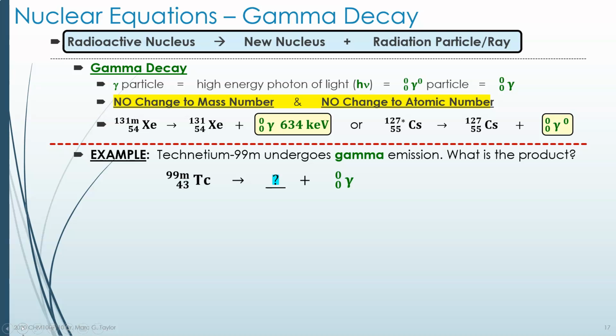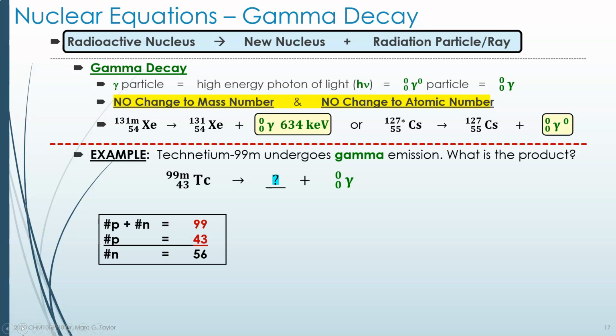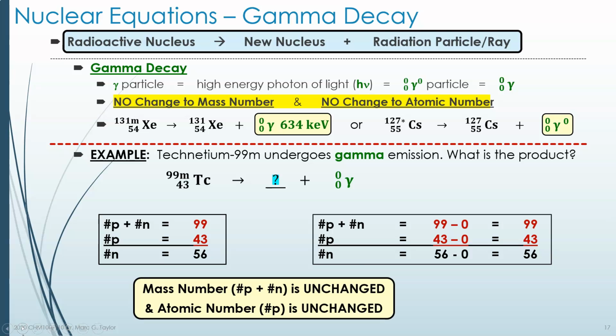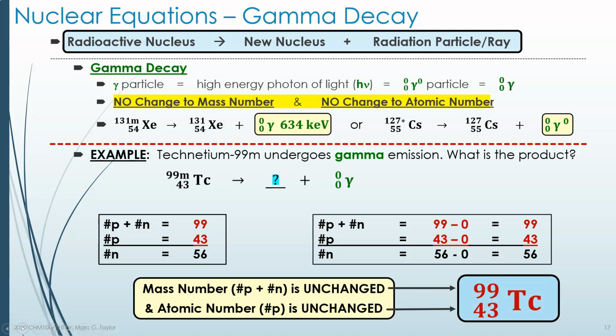So you just have to make sure the numbers are the same on both sides. Well, you're starting with 99 and 43. You're going to end with 99 and 43. The number of neutrons didn't change either. It's 57 in both cases. So you don't change the mass number. You don't change the atomic number. You write down the exact same thing without the M, without the star, and that gives you the new isotope, the new nuclide. And in this case, it's technetium-99.